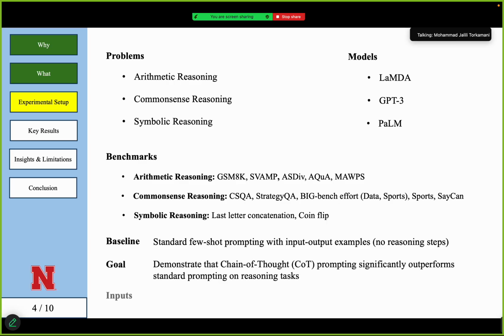Because we are going to show chain of thought is better than standard prompting, our inputs can be something like this. You can see that there are a couple of tuples here. Each tuple has an input, intermediate steps for chain of thought, and also the expected output. And for the last tuple, we are inputting some new input, and we expect the model to generate a chain of thought and output.